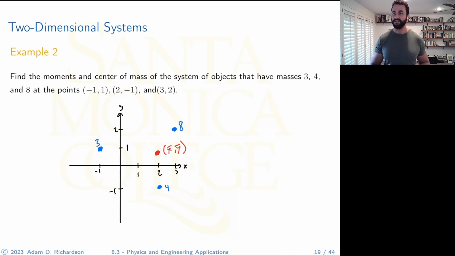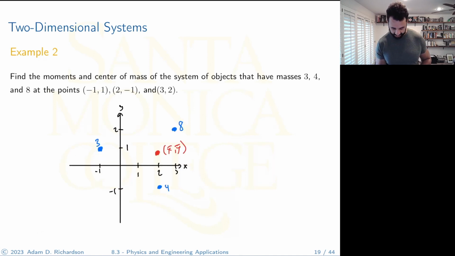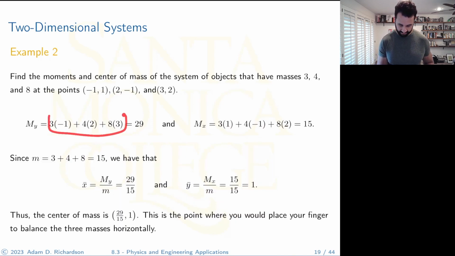Now the way that we do this is we use those formulas. We need to add up all of those moments and divide by the total mass. So here are the moments about the axes. This is the moment about the y-axis. It's the masses times their distances from the y-axis. So let's go back and look at that. This distance from the y-axis, and then this distance, and then this distance. That's what's happening right here. Add all those up, you get 29. So that's the moment with respect to the y-axis.